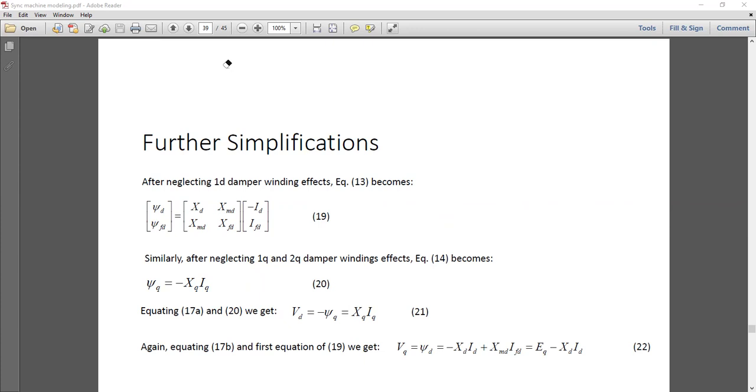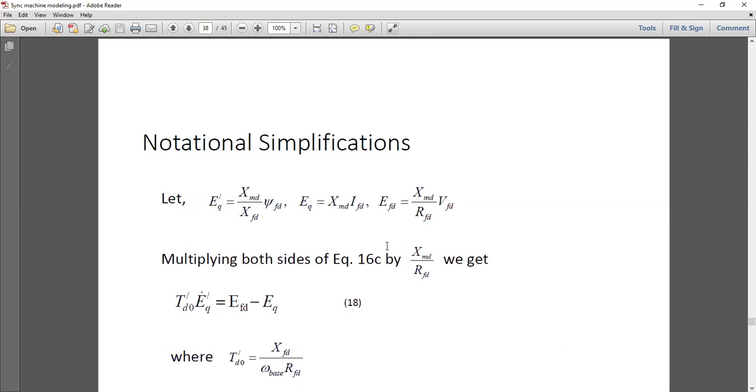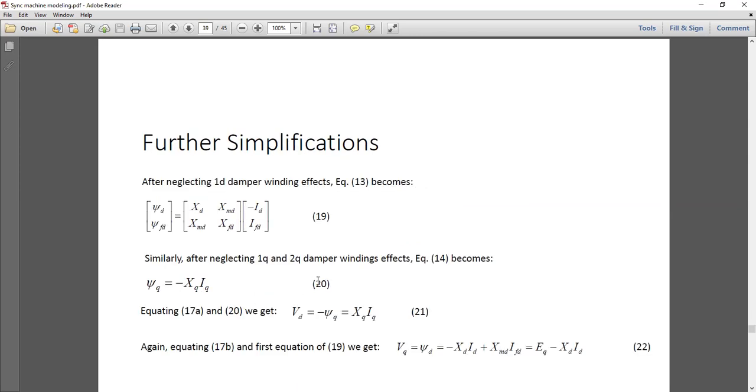Now we equate. So you see, we have one expression of psi d here out of equation 19. That would be minus xd id plus xmd ifd. And we have another equation of psi d. So we are equating 17a and 20 first. Okay, let's take it first.